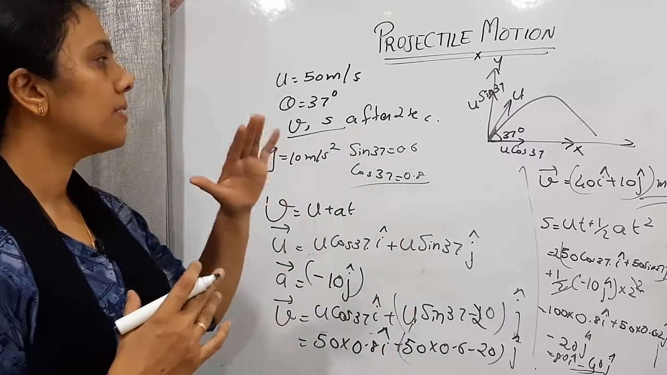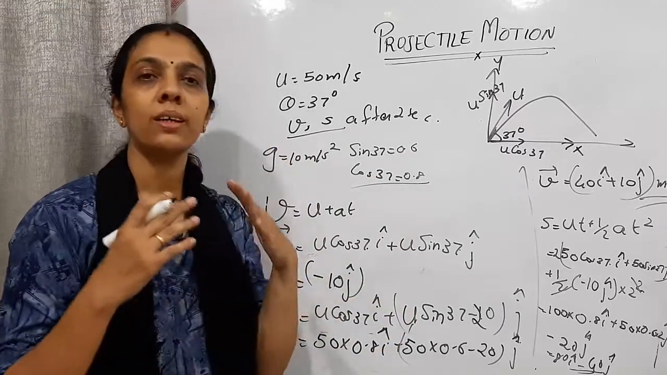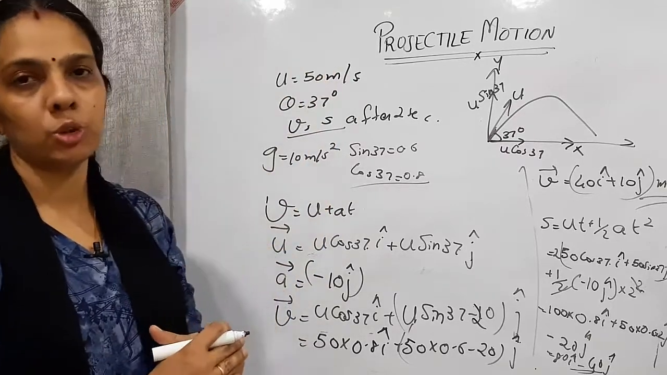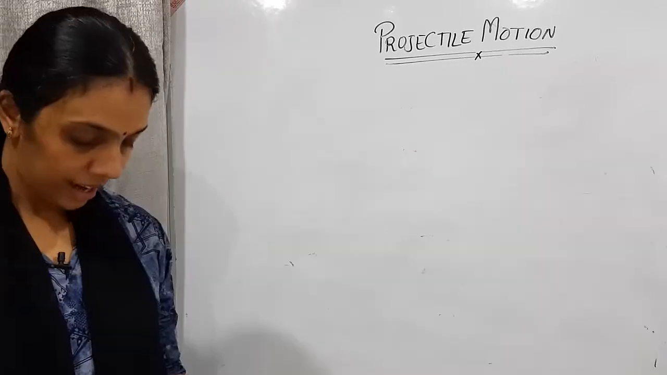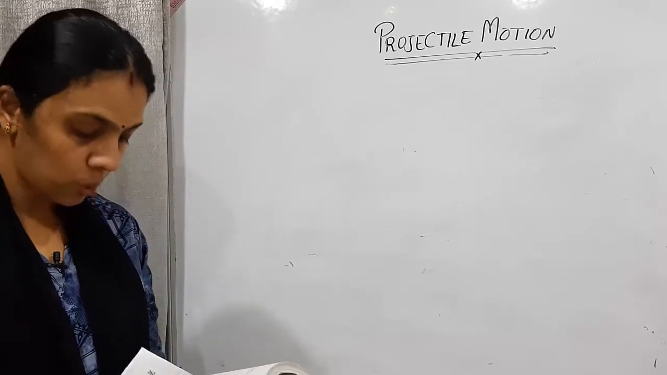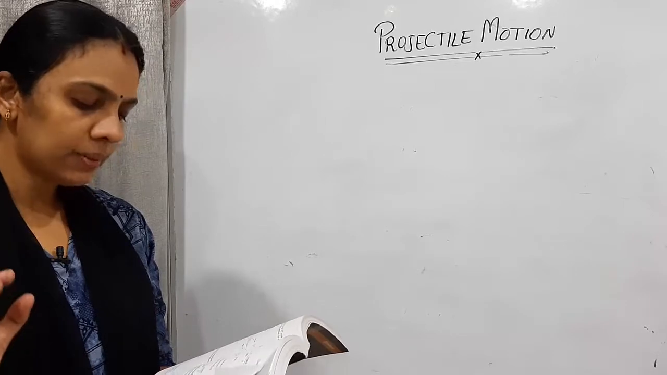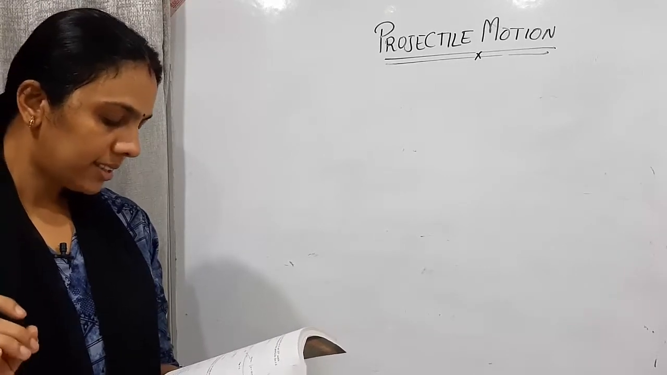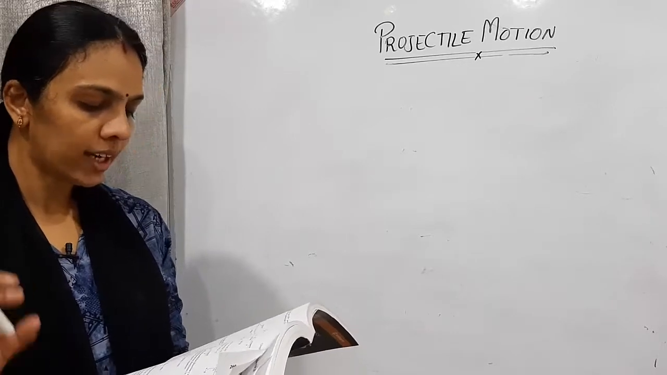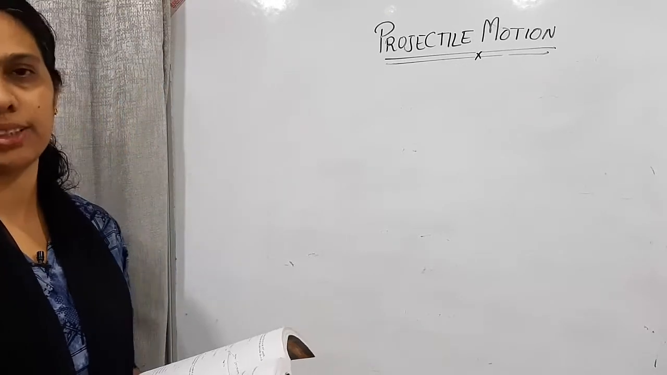This is one method to solve the projectile motion questions. Okay, clear? Next question is, a particle is projected with velocity u at angle theta with horizontal. Find the time when the velocity vector is perpendicular to the initial velocity vector.